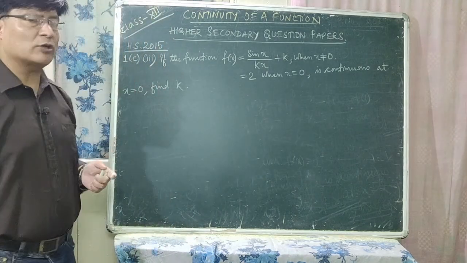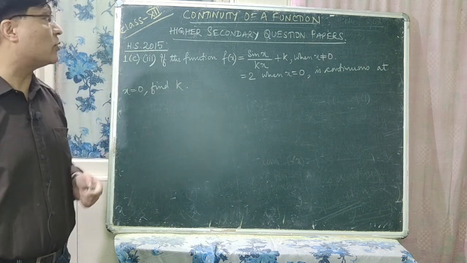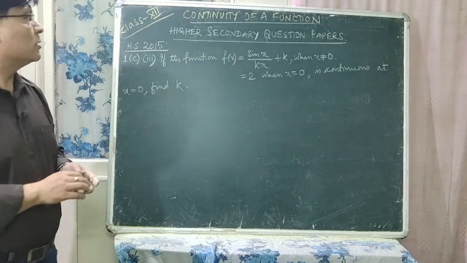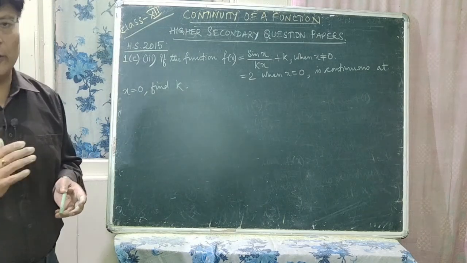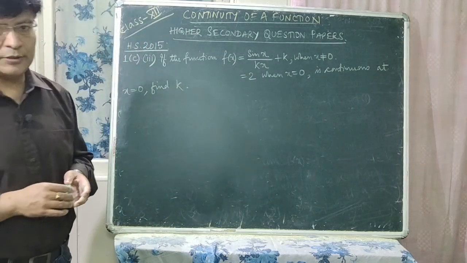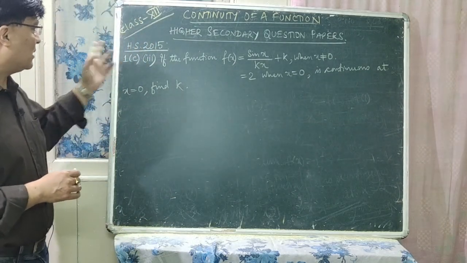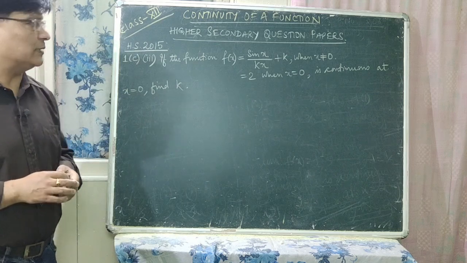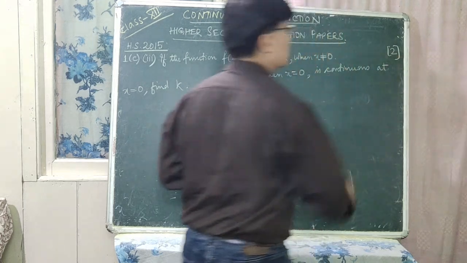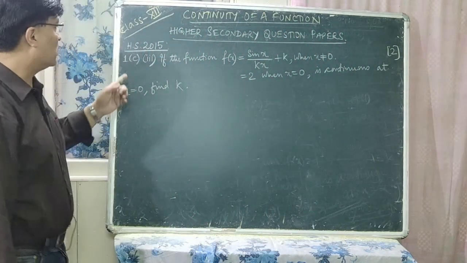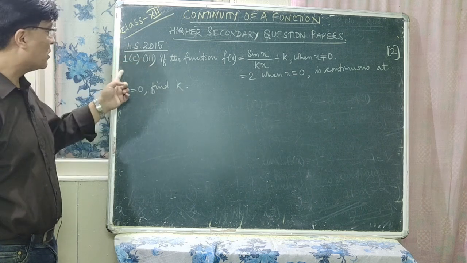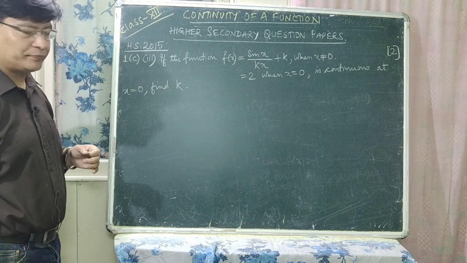The topic is the same topic that we were doing in the last online class. The chapter is continuity of a function. So today we'll do questions from previous year's higher secondary question papers. Okay. So let us do from HS 2015. And this question carries 2 marks, right? So this is from higher secondary examination 2015, 1C number 3.